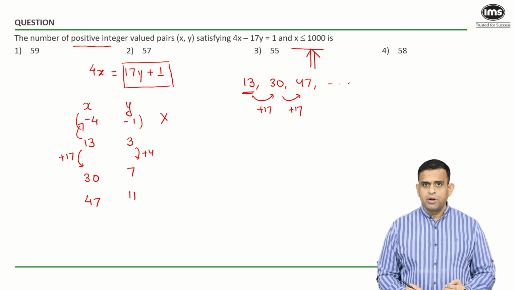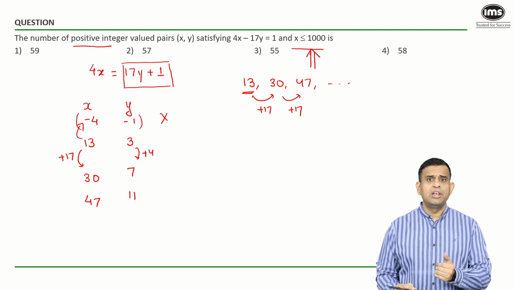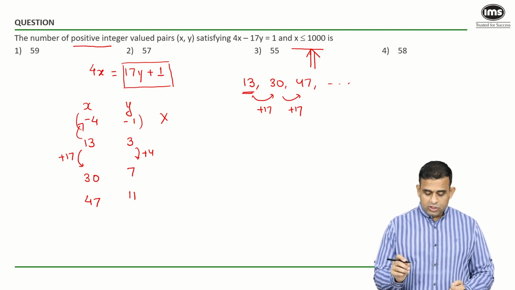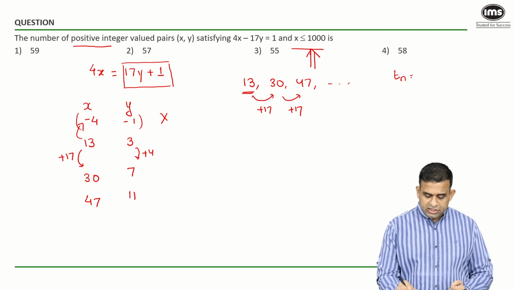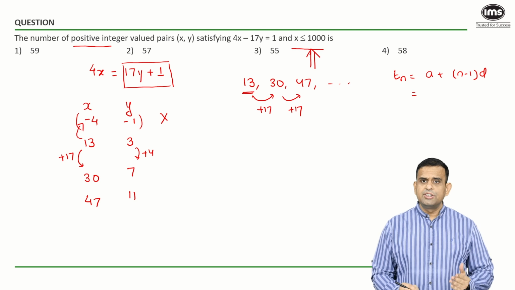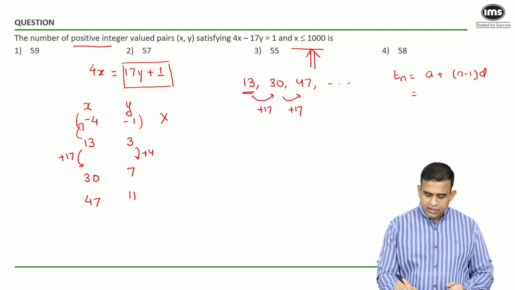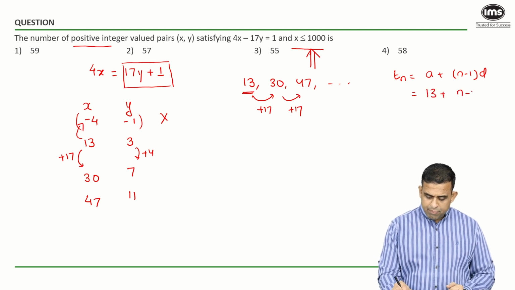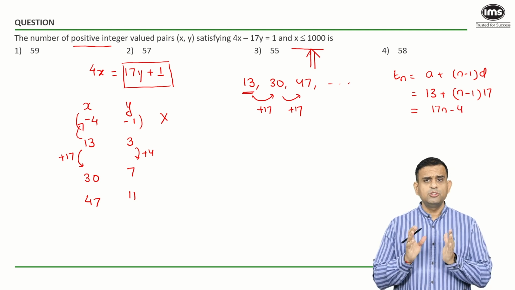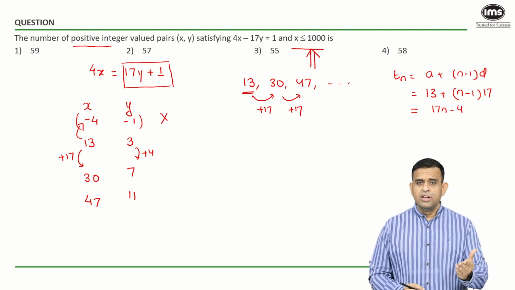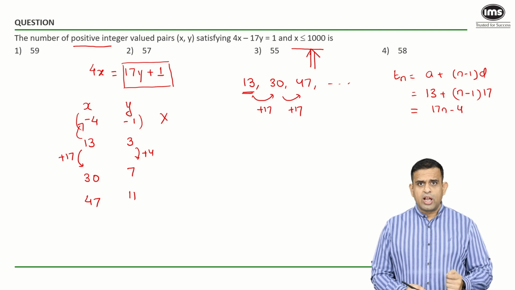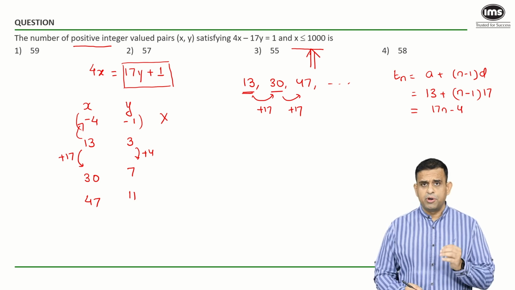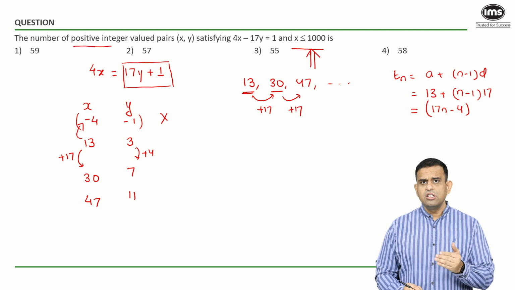So now what we want is, we want the last term of this sequence to be less than or equal to 1000. So we can write down the general term of an AP, which is given by the formula a plus n minus 1 times d. a is the first term, d is the common difference, so we get 13 plus n minus 1 into 17, and on simplification this will give you 17n minus 4. So we get our first value of 13 by n equals 1. I got the next value of x, which is 30, by putting n equals 2 over here, and so on like this.